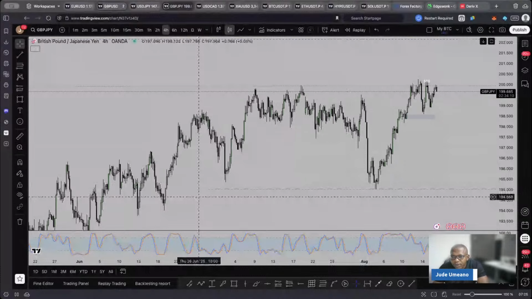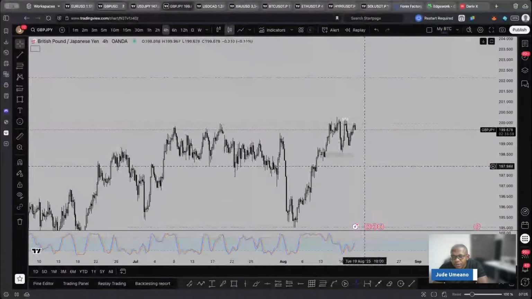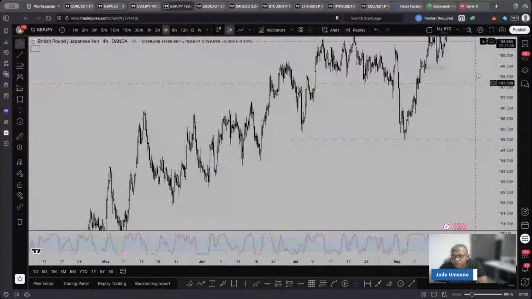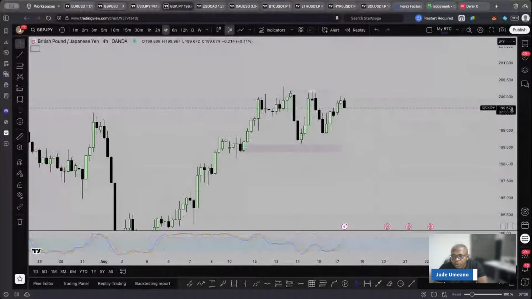And right now, we have actually done the same thing here. We have swept liquidity at this particular point. No break of structure yet. So what do we then do?